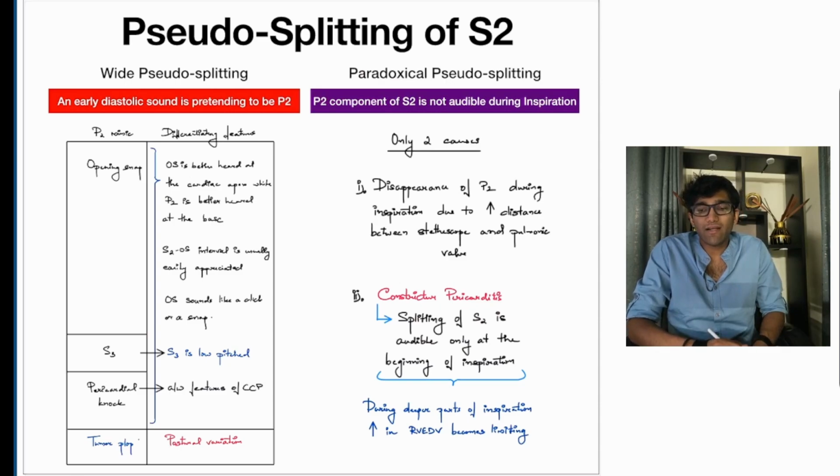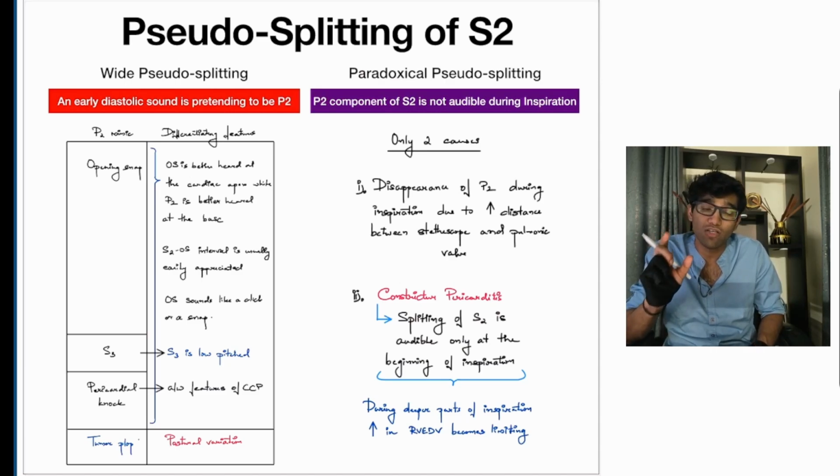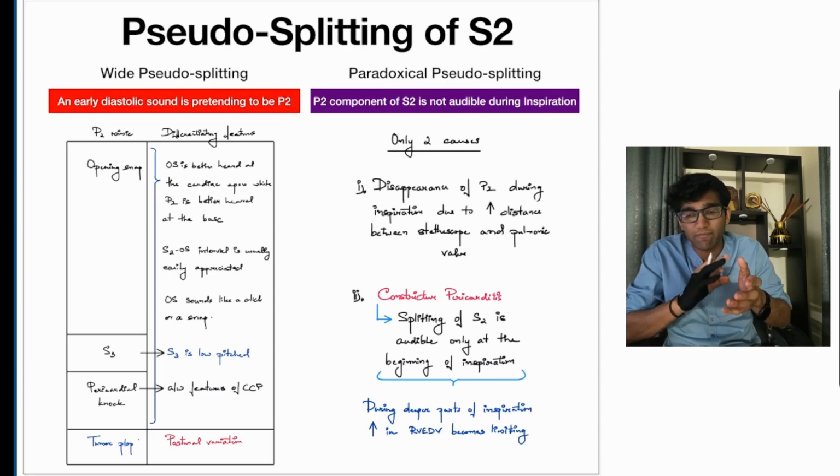And then you can fool yourself into thinking that during expiration there is a double sound. So this is not real paradoxical pseudosplitting, but it can give you the impression of pseudosplitting in some situations, particularly if the patient already has a wide split S2, because then even in expiration there will be a split. Fine. The next thing is that this can happen in constrictive pericarditis.